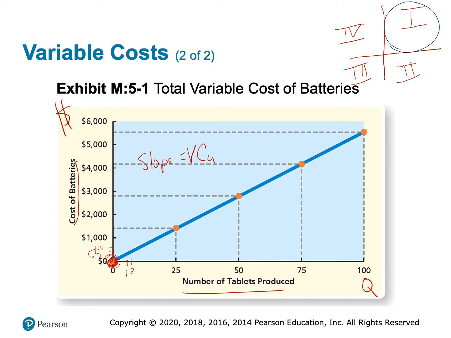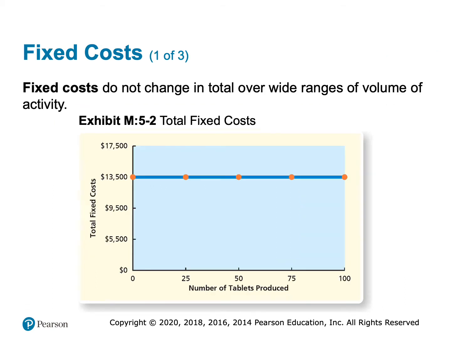But the slope of this line is always going to be the variable cost per unit, which in this case is 55. Of course, it varies, but it's always the variable cost per unit. So remember, your y-intercept is always 0. Your slope is always equal to your variable cost per unit.